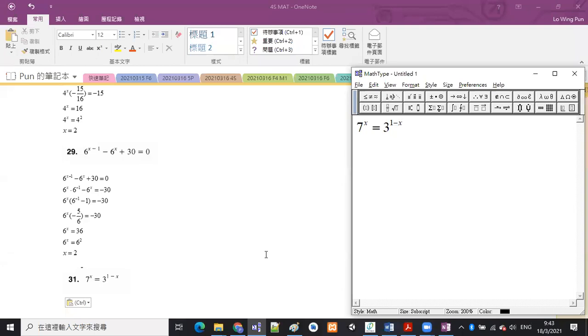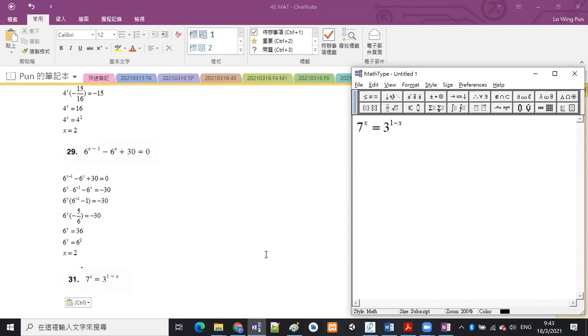We cannot change the base numbers to be the same one. Okay, so we will use log. We will take log on both sides. Okay, and then we will have method 1 and method 2. Method 1 is the method shown in the textbook solution. You will take log on the very first step, okay, to bring down the x first. But method 2 will be my method.